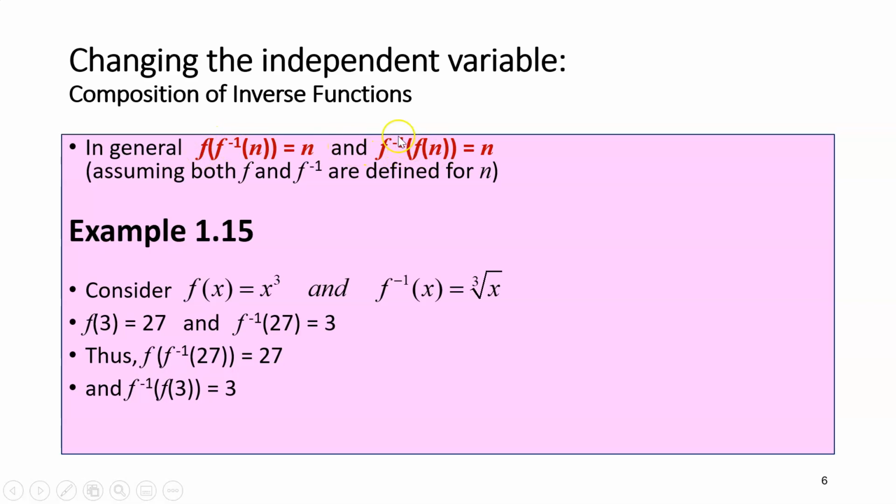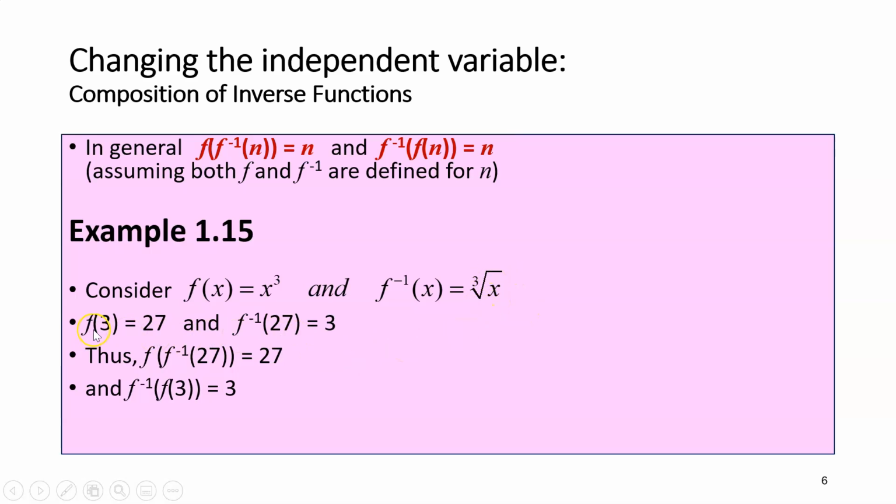Now the f is inside. The f inverse is outside. This is equal to n, assuming both f and f inverse are defined for n. Okay, let's see the example. Consider f(x) equal to x cubed, and this inverse function equal to this one.